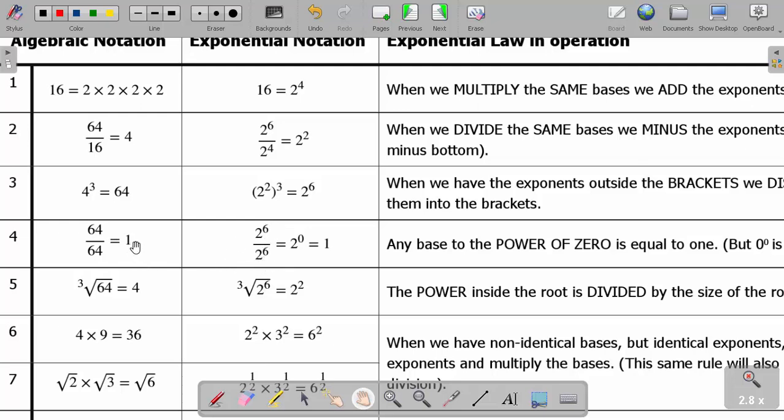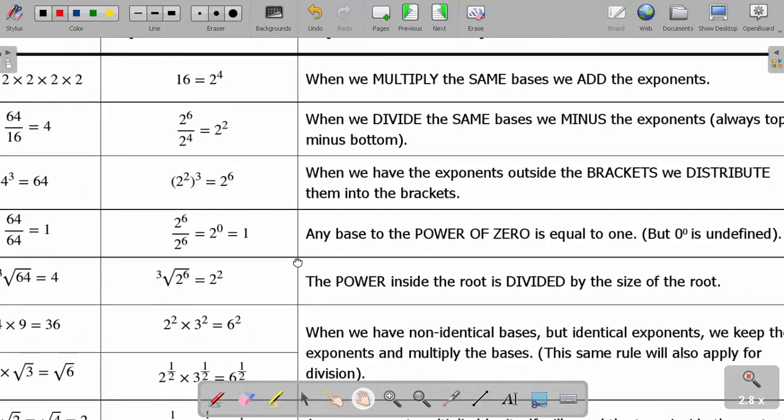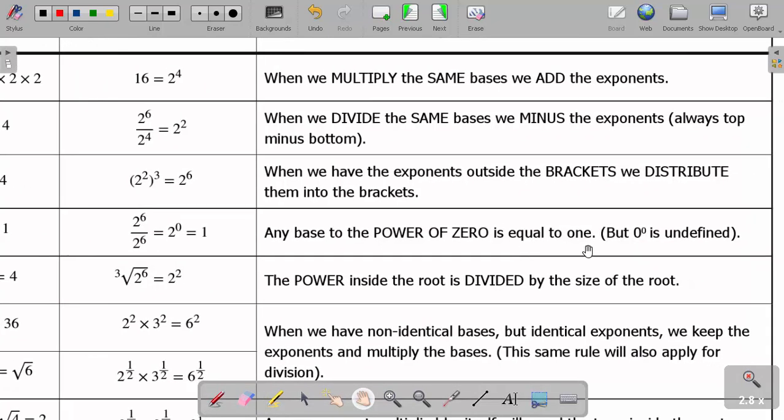So because this must be 1, and if I subtract 6 minus 6, I'm going to get 0, meaning 2 to the power 0 should give me 1. So please note this: any base, whether it is 5 or 10 or 100, to the power of 0 is equal to 1. But don't forget that 0 to the power 0 is undefined, so don't be misled by that.